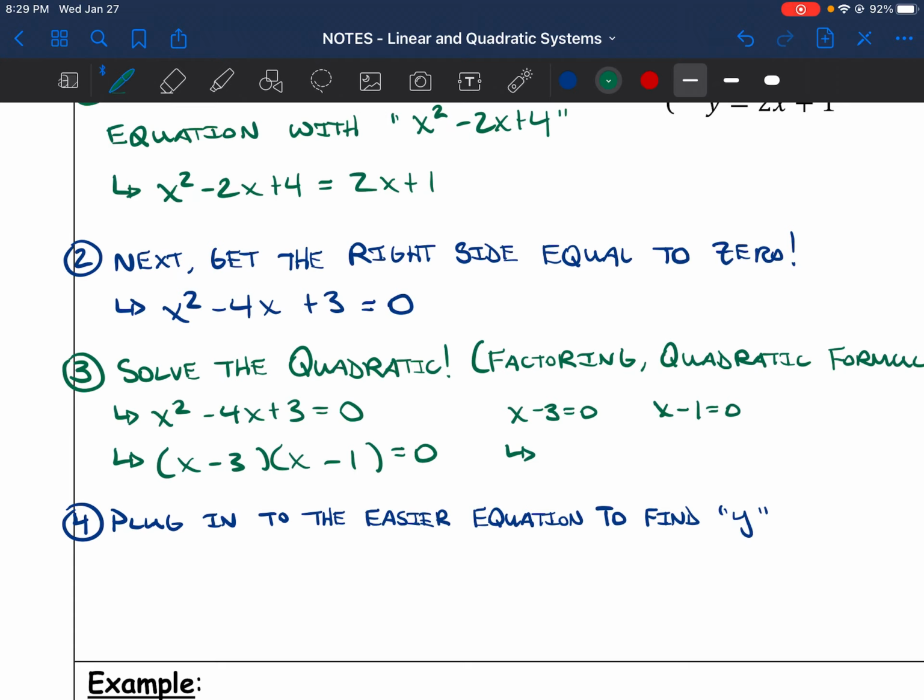And these are both very simple to solve. x minus 3 equals 0. Well, after adding 3 to both sides, you get x equals 3. x minus 1 equals 0. After adding 1 to both sides, we get that x equals 1.